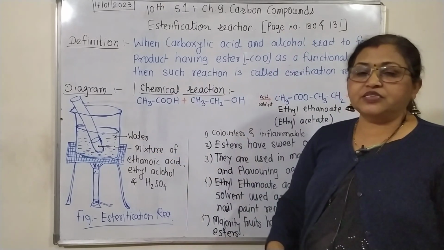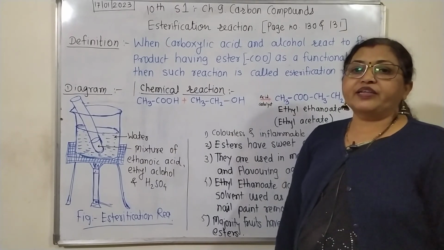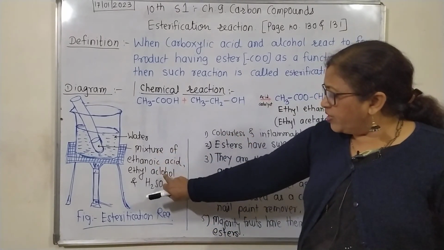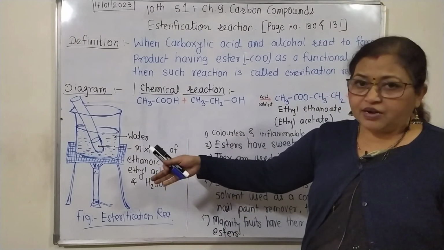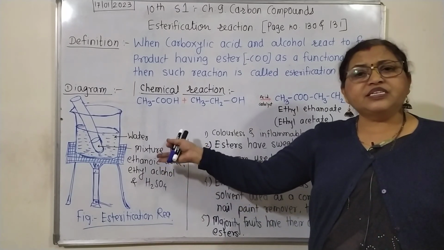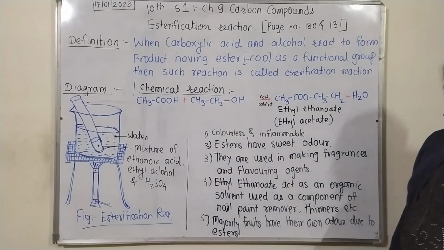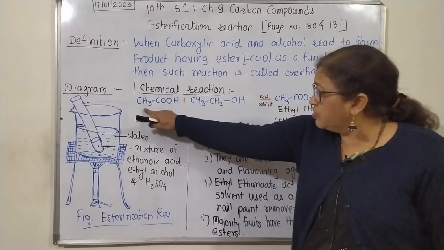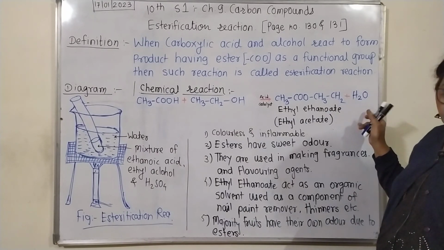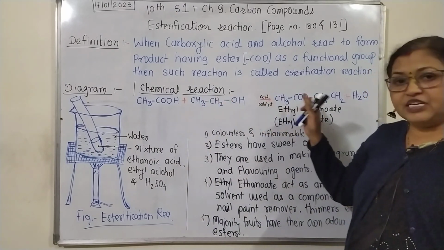Now you have to answer the questions based on it. First question is identify the reaction from the diagram. As it is ethanoic acid and ethyl alcohol, labels are already given in diagram, that means it is esterification reaction. Second question, write its balanced chemical equation. Next question will be given, name the product in this reaction.